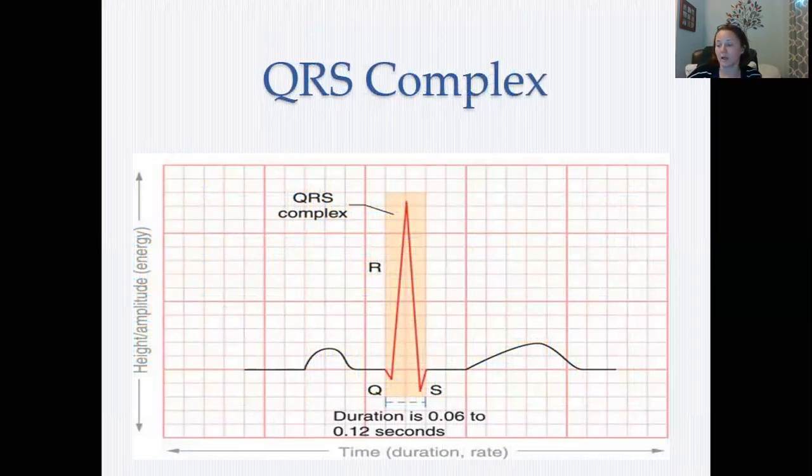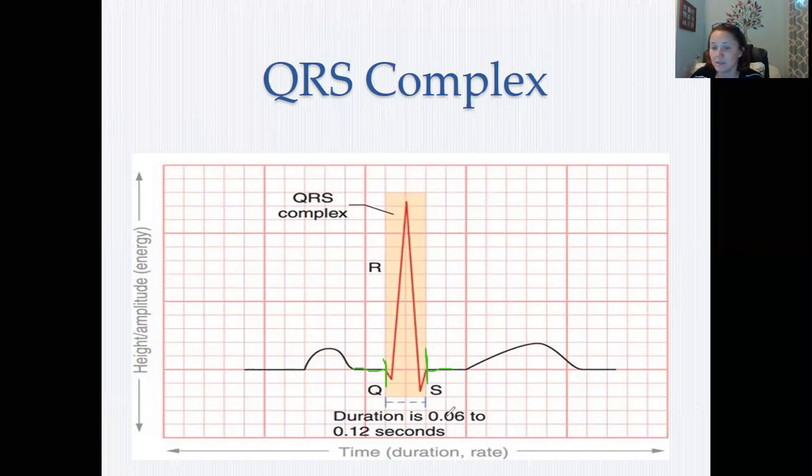All right, QRS. Let's look at your QRS complex. So remember, the QRS complex represents ventricular contraction. To begin, we're going to measure from the beginning of the QRS complex to the end of the QRS complex, from when it leaves the isoelectric line to when it returns to the isoelectric line. This amount of time represents that ventricular depolarization or contraction.